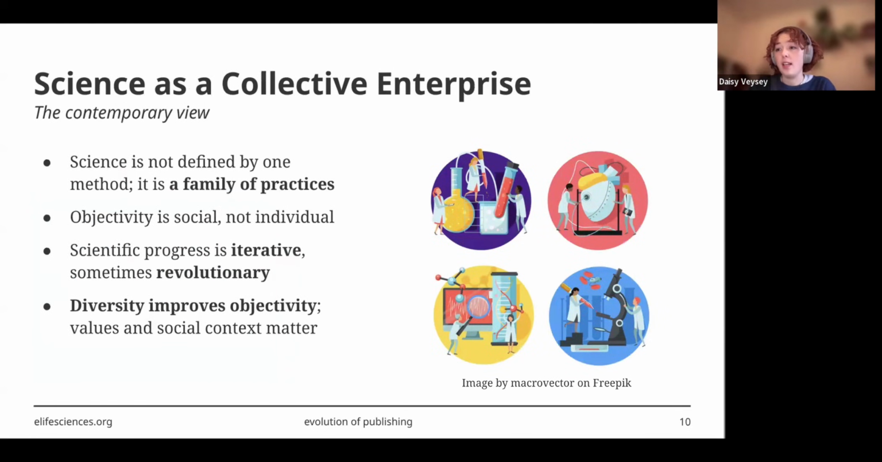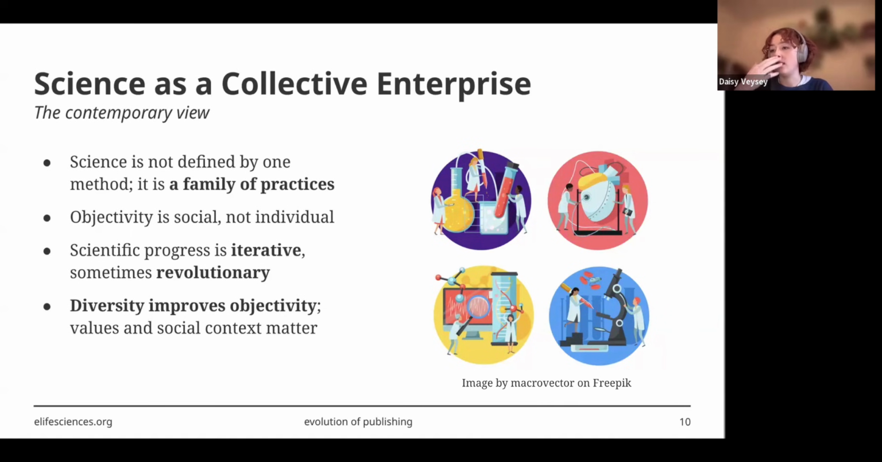Today, we tend to view science not as a single fixed method, but as a collective, evolving enterprise. Knowledge doesn't just emerge from isolated geniuses following rigid steps. It's created by communities of researchers who question one another's assumptions, build on each other's works, and gradually or revolutionarily refine and replace ideas over time. Scientific progress is iterative. Most of the time it advances through small improvements, but every so often an entire framework is overturned, replaced with a new way of seeing the world.